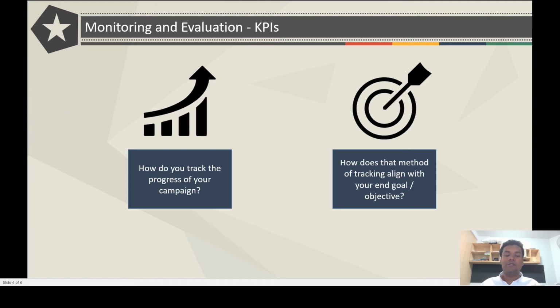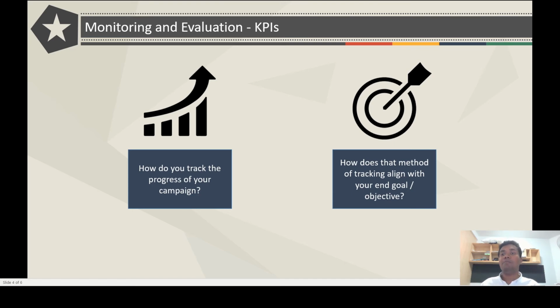Secondly, how does that method of tracking align with your end goal or objective? So all the cases often have an end goal. Even if they don't have an end goal, you need to set an end goal for yourself. And if you have a particular KPI, then that needs to align with the end goal. So if that end goal is increasing market share, for example, then a part of increasing market share might be a generic increase of sales. And that's how you lead to an increase in market share.